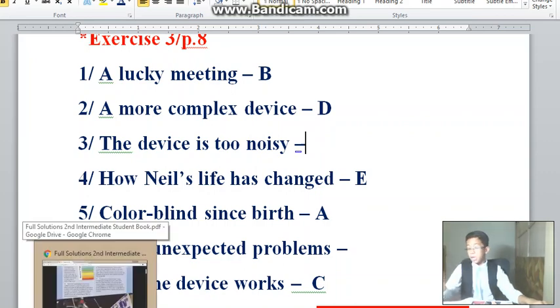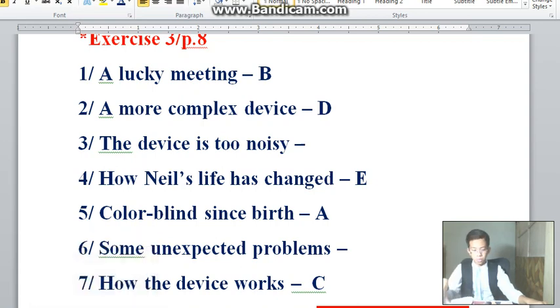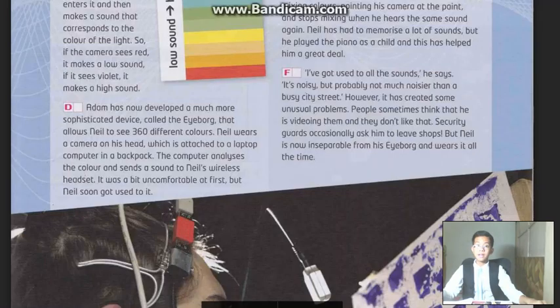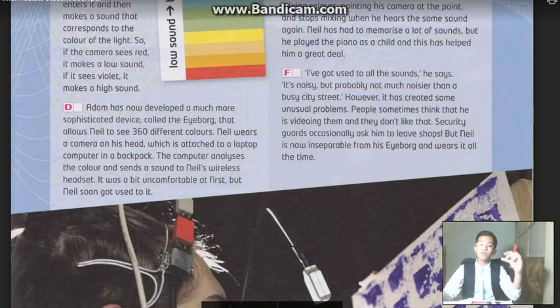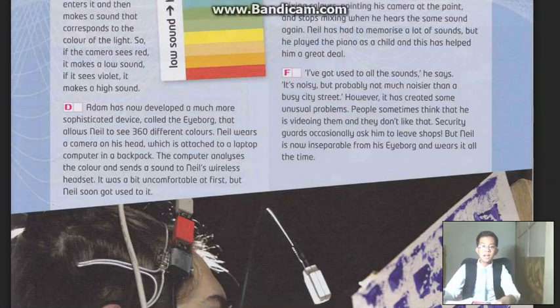The last one still remains: 3 and 6. The device is too noisy, and some unexpected problems. Okay, so let's decide which will go with F. I've got used to all the sound. But it is noisy, but probably not much noisier than a busy city street, like a traffic jam.